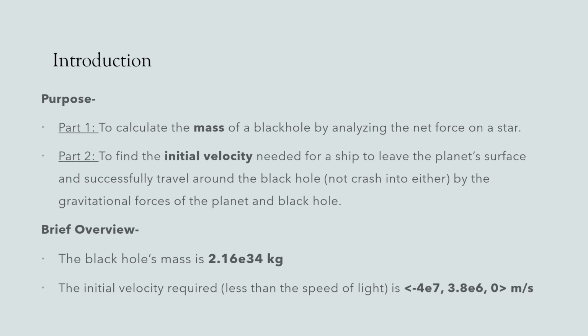So the purpose of part 1 of this lab was to calculate the mass of a black hole by analyzing the net force on the star. The purpose of part 2 was to find the initial velocity needed for a ship to leave the planet's surface and successfully travel around a black hole without crashing into it, given the gravitational forces of the planet and black hole.